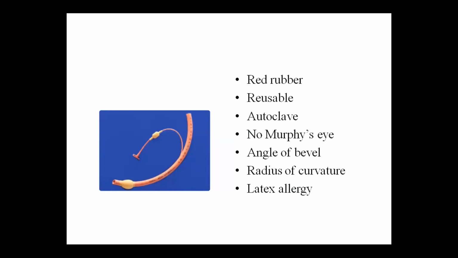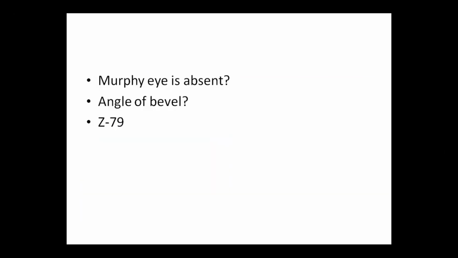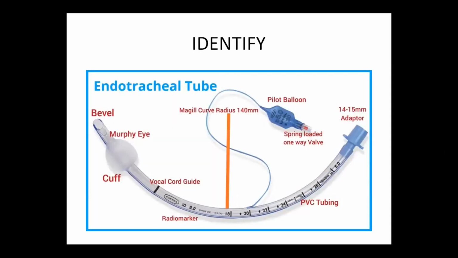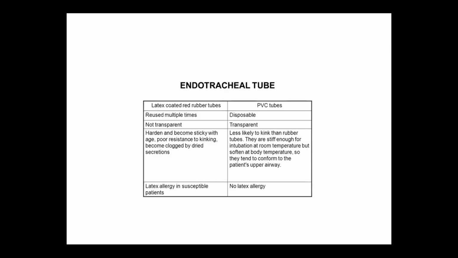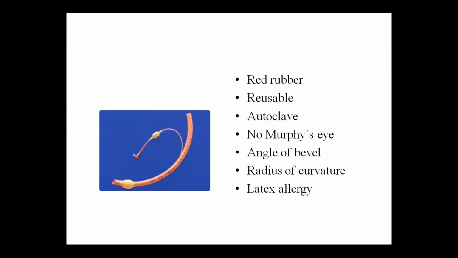The radius of curvature is the curvature of the tube, and that is also called the Magill's curve. Why Magill's curve? Because Magill was a person who designed this tube, and so the curve is named on his behalf, to give him the honor. The Magill curve is around 140 mm plus or minus 20. So the radius of curvature is the same as that in the PVC tube, and there's a risk of latex allergy.